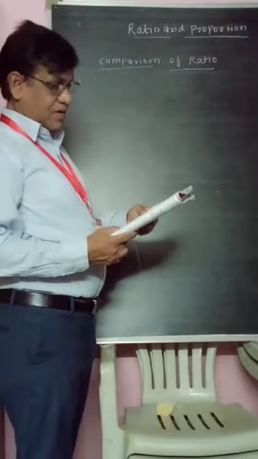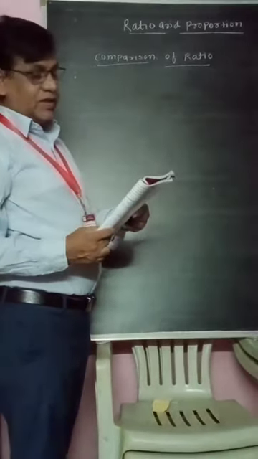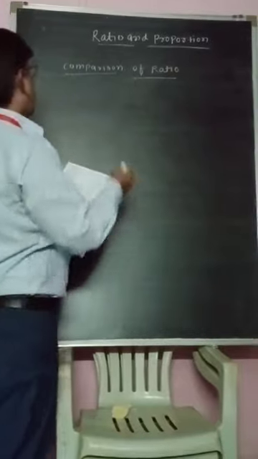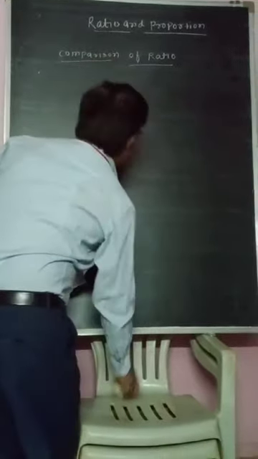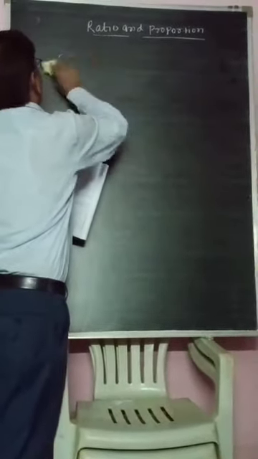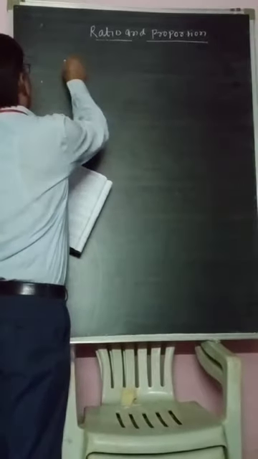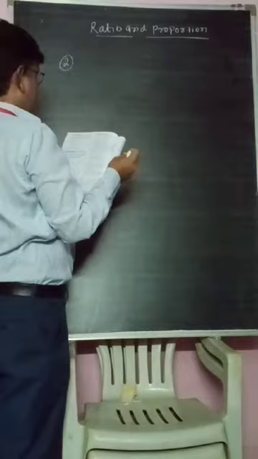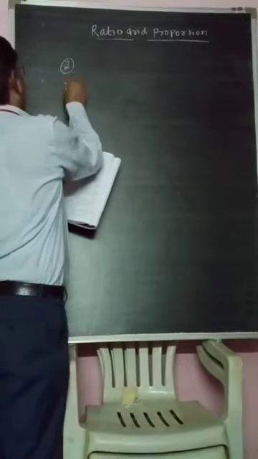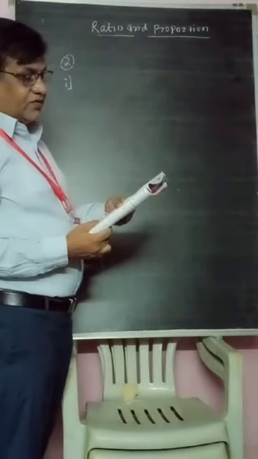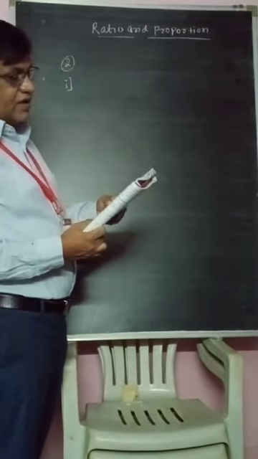So now see, the next question is find the following ratios. Okay, find the following ratios. Question number 2, you have to find out the given ratios. In question number 2, first question is, I will read the question and then I will solve it. See, the ratio of the radius to the circumference of the circle.